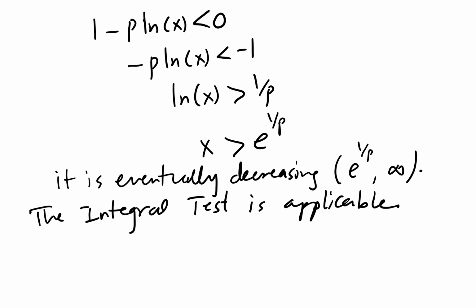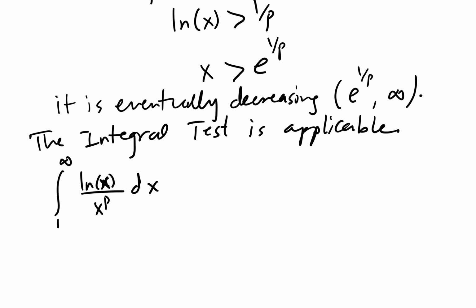So how do we integrate this? We're going to find the integral from 1 to infinity of natural log of x over x to the p dx. And let me assure you that this is not easy to integrate, but what can we do here? Maybe we can do integration by parts? What do you guys think? Yes. Okay. We can probably do integration by parts.